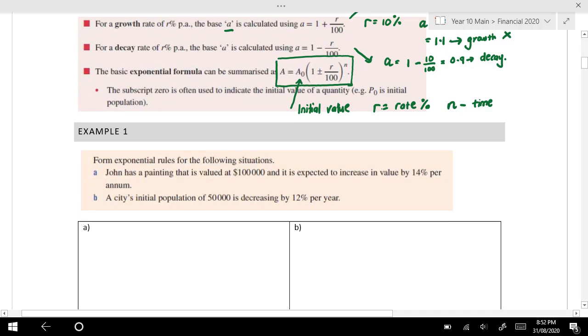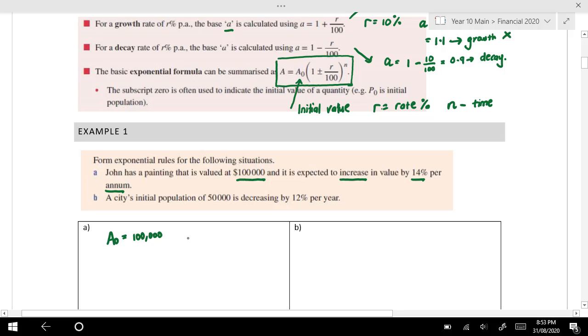All right, so let's try and do an exponential rule for this. John has a painting that is valued at $100,000. So let's write this out. A naught is equal to 100,000. And it says it's expected to increase, so increase means that we've got to find our growth rate, by 14% per annum. Per annum means per year.